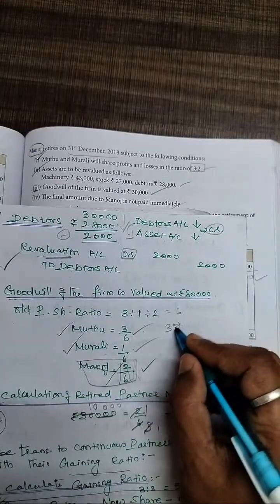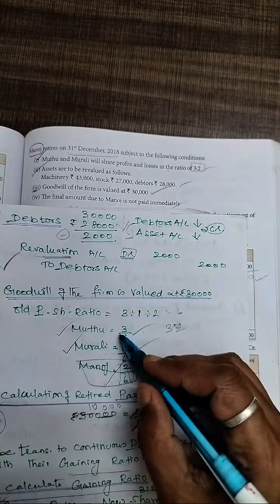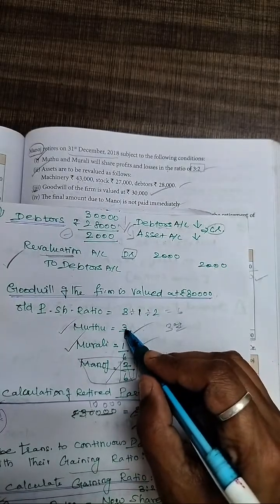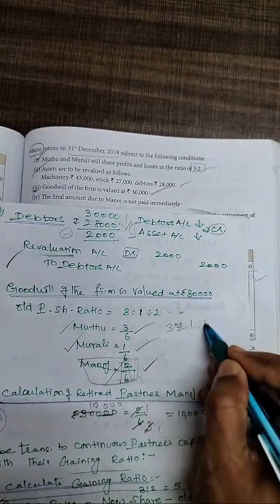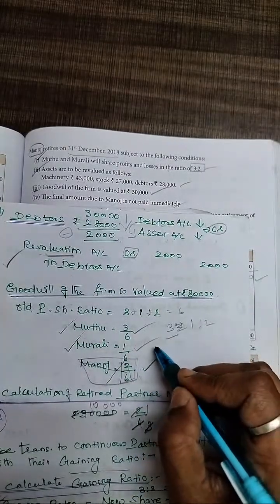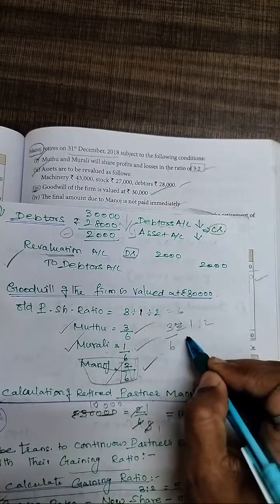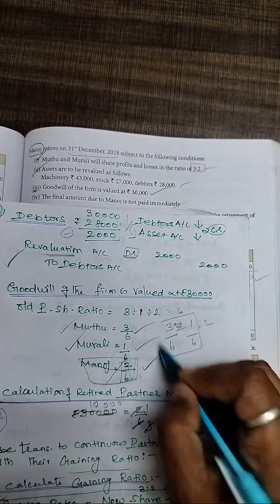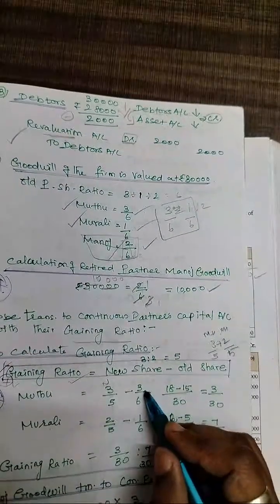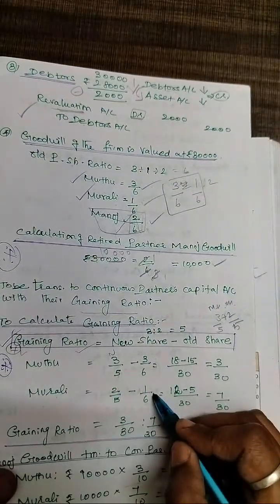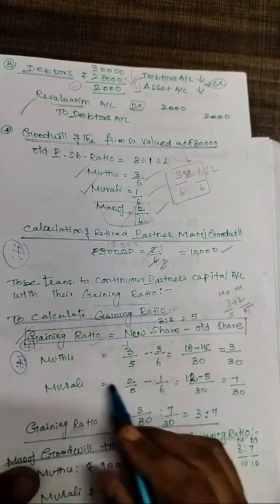Muthu's old share is 3 by 6. Muthu's old share is 3, Murali's old share is 1, and Manoj's is 2. So the old profit sharing ratio is 3 by 6 and 1 by 6. Muthu's old share is 3 by 6 and Murali's old share is 1 by 6. Now what we have to do?